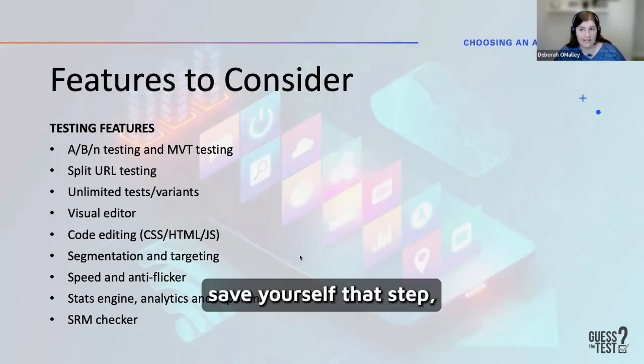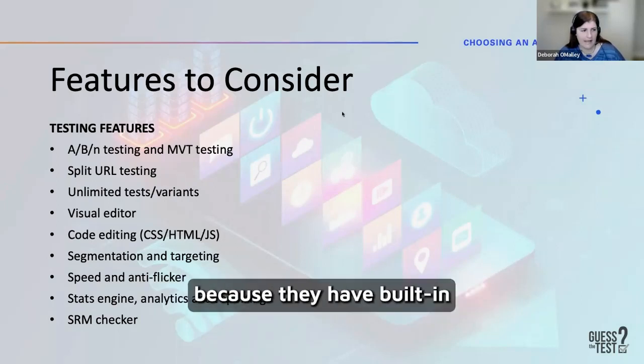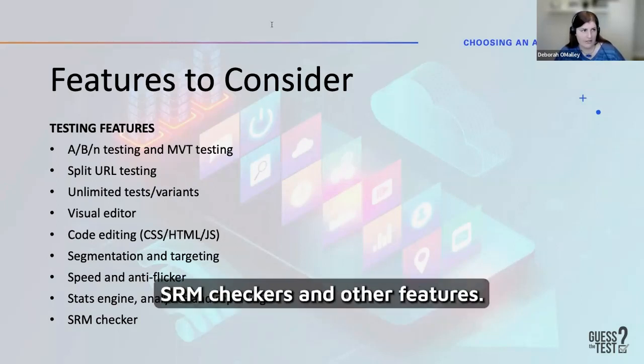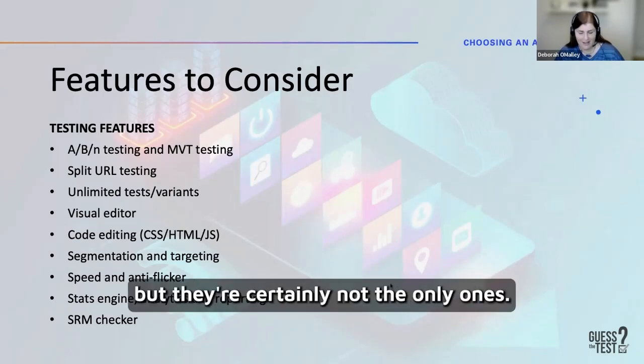So if you want to save yourself that step, an option like Convert or Chameleon could be good for you because they have built-in SRM checkers and other features. So those are some of the most important features to consider when factoring in and choosing a new testing platform, but they're certainly not the only ones.